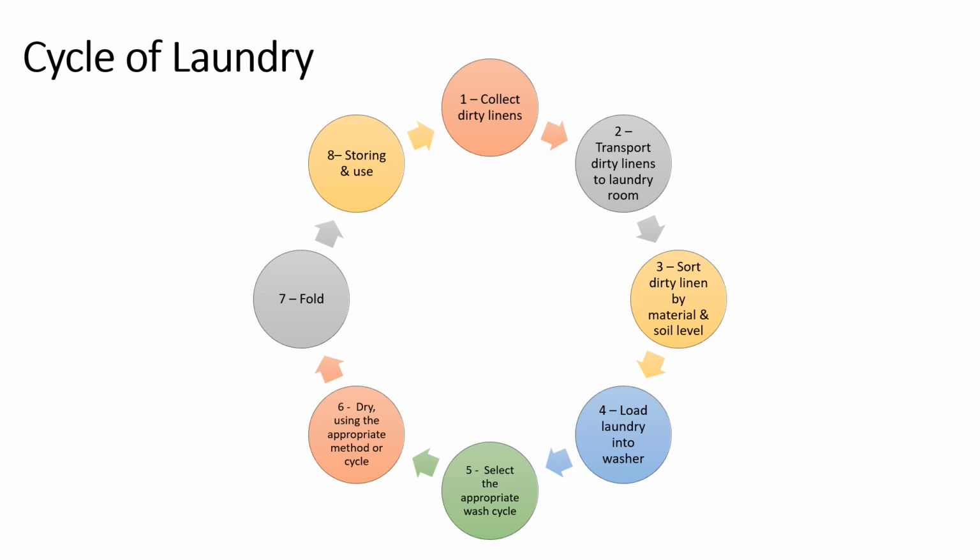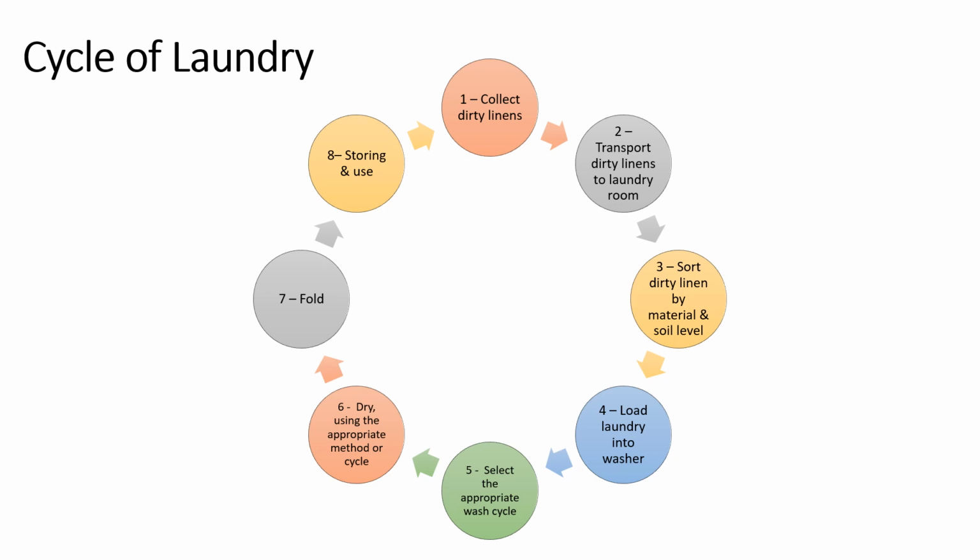On this screen, you have a cycle of laundry chart. The cycle of laundry is as follows. Collect dirty linens, transport those dirty linens to the laundry room, sort them, load them, wash them, extract them, drying, finishing, folding, storing, and of course, transferring and using them.